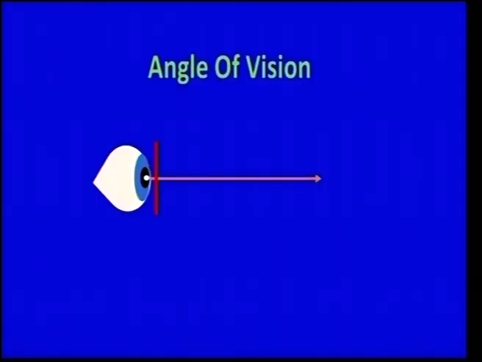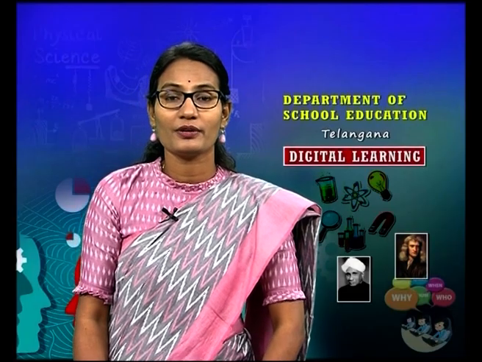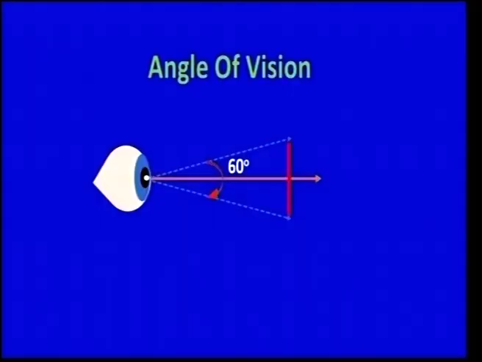In the same way, again we have to do the activity with the help of a rod of a particular length, place it closer to your eye, move it away from your eye horizontally and fix it at a position at which you can see the top end and bottom end clearly. Now draw the lines from the bottom end to the eye and the top end to the eye. The angle between these two lines is known as the angle of vision. The angle of vision for a healthy human eye is about 60 degrees.